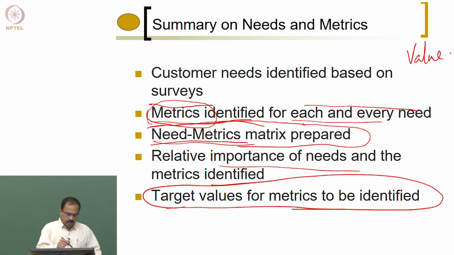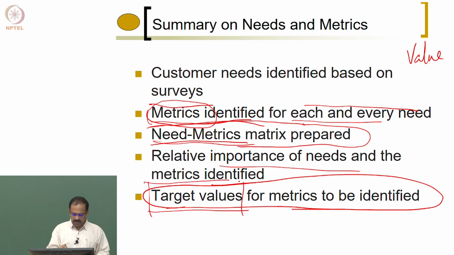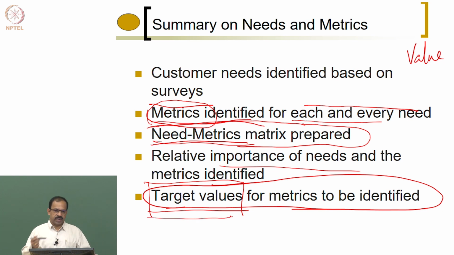Okay, so how do we get the target values is the question now. This is what we are trying to answer here: how to identify the values for the metrics so that you can set the target values for the design. You can say the weight should be less than some value, or the time to assemble should be less than X seconds or T seconds. That is what we need to identify, and then we can design to meet those specifications.